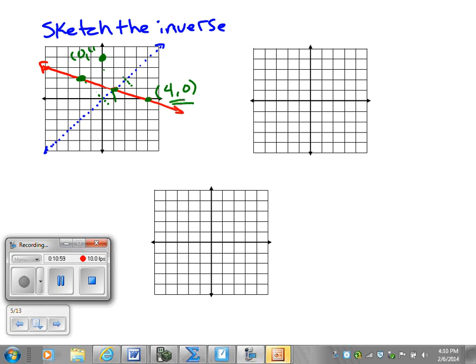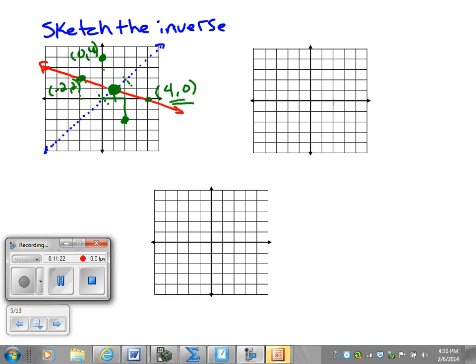This point right there, well, that's (1, 1). If I flip that, it stays at (1, 1). So actually, that point stays right where it is, doesn't it? And then lastly, this looks like (-2, 2). So then (2, -2) is right down there. That should be on my graph of my inverse.